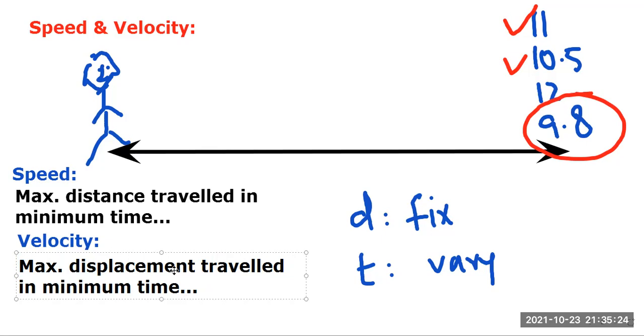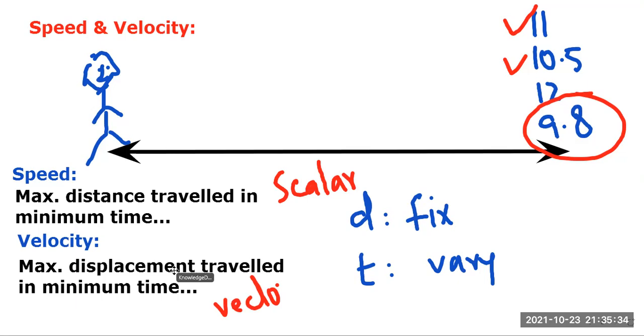So actually your speed is a scalar quantity and velocity is a vector quantity. Ji, sir. So speed is scalar because distance is scalar. Velocity is a vector because displacement is a vector. Is this clear? Ji, sir, this is clear.